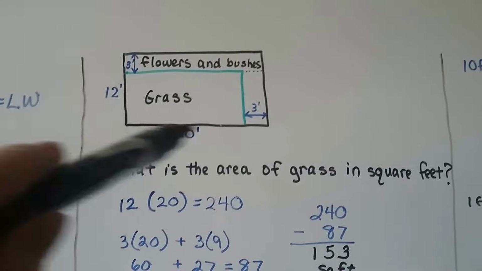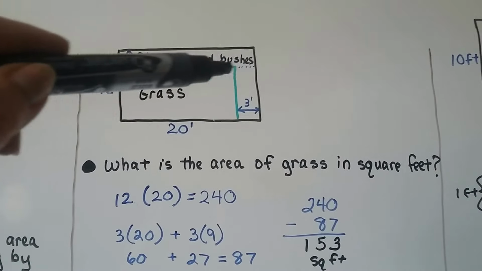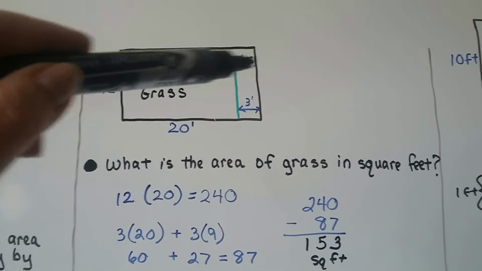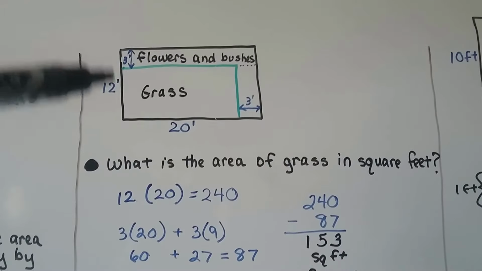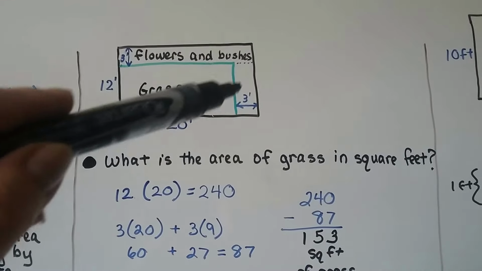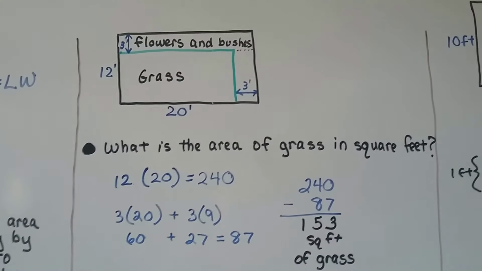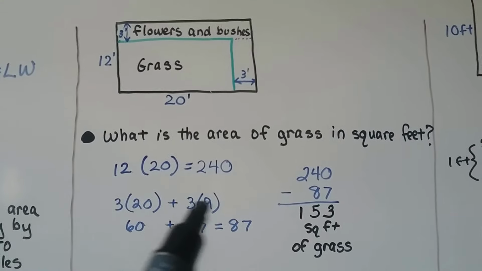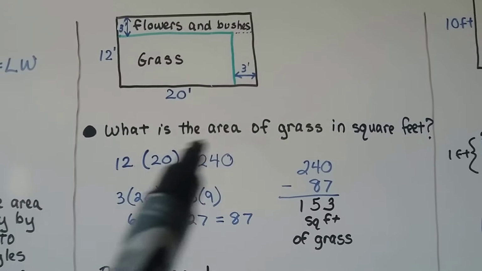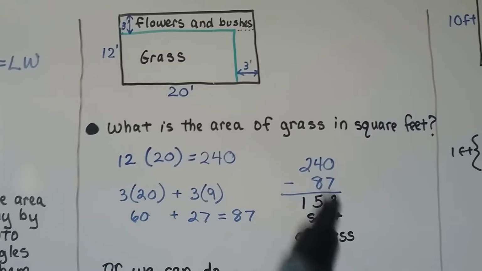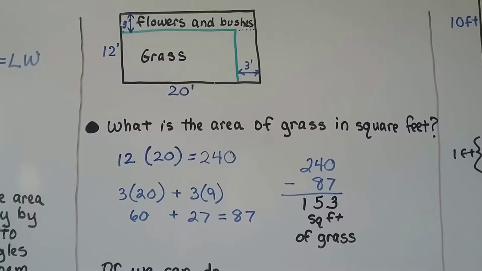We can do the 12 times 20 and then split this into 2 rectangles with a little dotted line here, an invisible make-believe line. Turn this into 3 times 20, and 12, take away that 3, means that this rectangle is 9 feet tall, isn't it? So it's 9 by 3. So we can add the 3 times 20 and the 3 times 9 and get 60 plus 27, which is 87. The entire thing was 12 times 20. We subtract it, and we find out that the grass is 153 square feet.